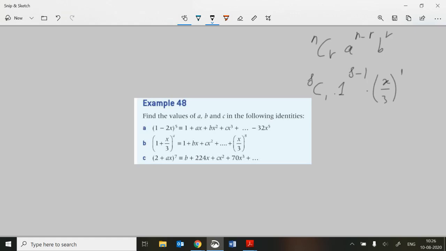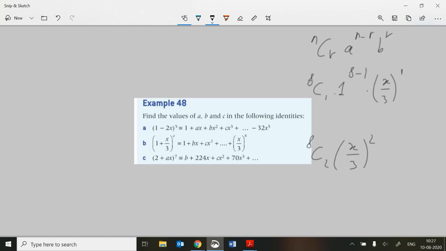Okay, so that's going to give you your first term, and the second term, similarly, it's going to be 8 choose 2 times, now I'm not going to bother writing that because that's just 1, of course, and then we'll get x over 3 to the power of 2.